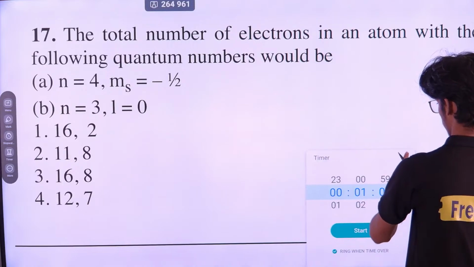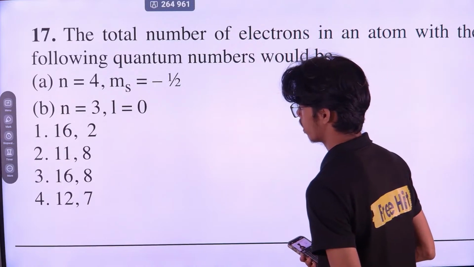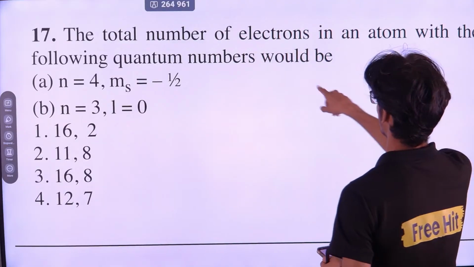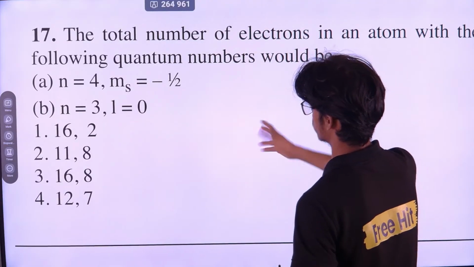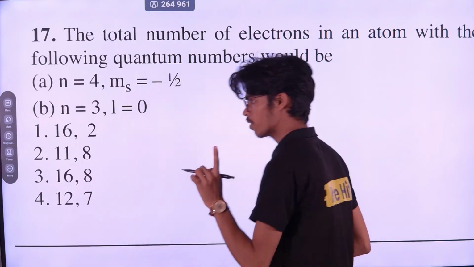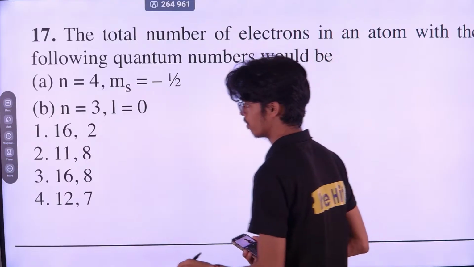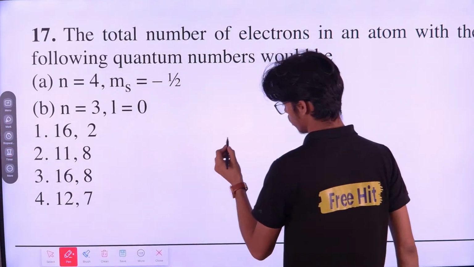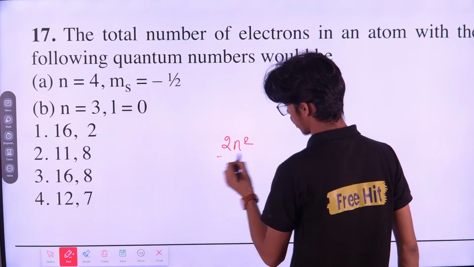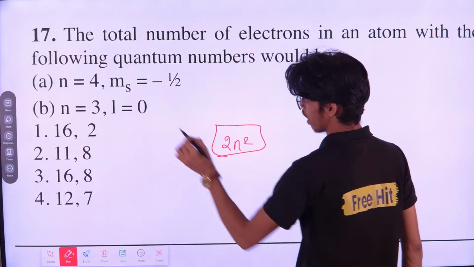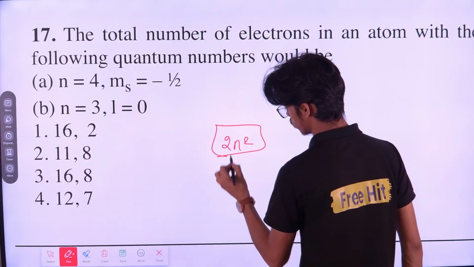Remember, to find the number of electrons, the total number of electrons in an atom with the following quantum numbers. Now remember, to find the total number of electrons in a shell, there is a formula. Can you tell me the formula? The formula is 2n square, to find the total number of electrons in an n shell. So n is equal to 4, 4 4 16, 16 2 32.